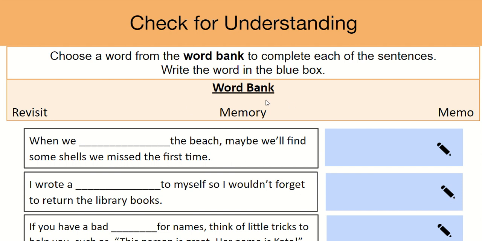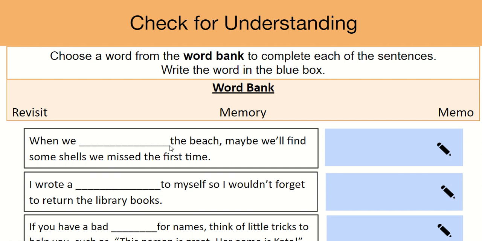So let's look at the word bank. Revisit, memory, and memo. So look at the root words here. Here we have viz. This we know has to do with seeing, like visionary or visibility. Then we have memory. It has mem in there, which we know means to remember. So think of memorabilia, memorize. And then we have memo, which is the same root. So let's take a look at the sentences.